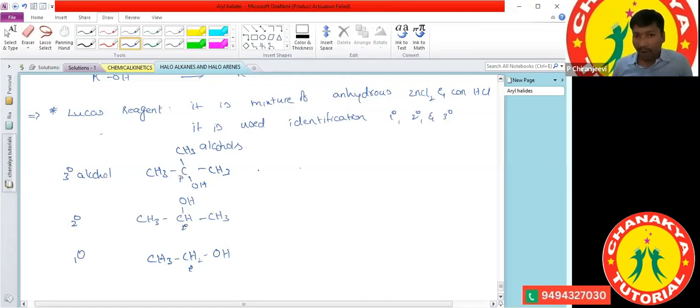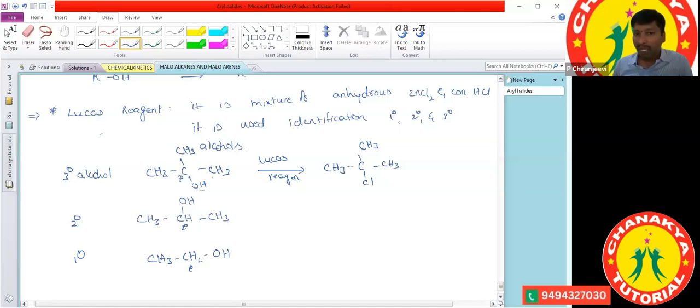Now, if the tertiary alcohol is treated with the Lucas reagent, it is an example of a nucleophilic substitution reaction. In that, the OH group is replaced by Cl, and it forms CH3-C(CH3)(CH3)-Cl. So what is the product? It converts into tertiary butyl chloride.